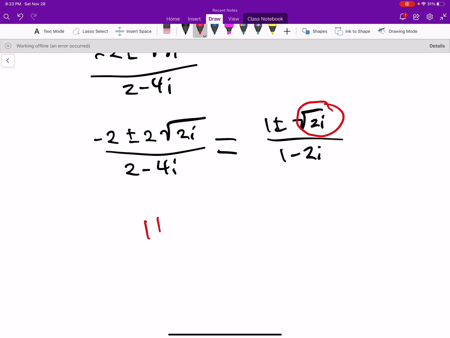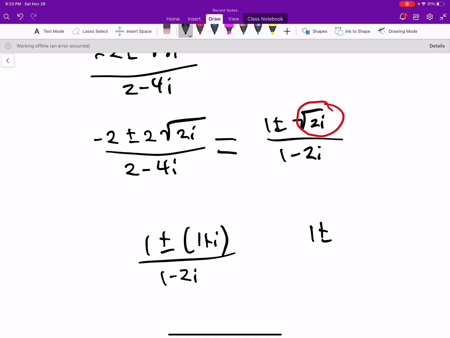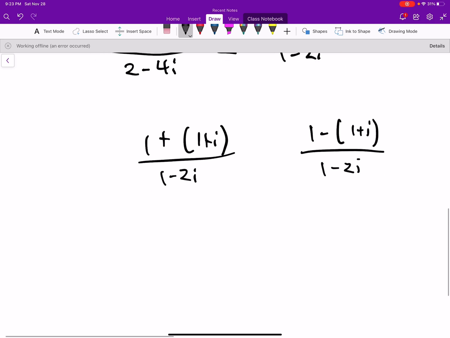So that's going to be 1 plus or minus 1 plus i all over 1 minus 2i, and then we also get 1 plus or minus, what am I doing here? I'm going to say plus here, and then this is going to be minus 1. Okay, so we get 1 plus i here, 1 minus 2i. So now we just got to simplify, and we get 2 plus i all over 1 minus 2i.